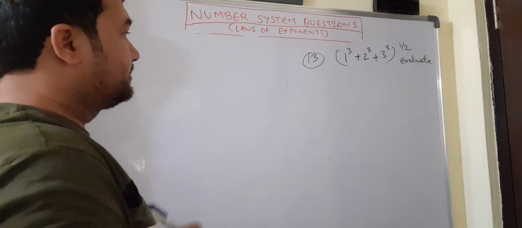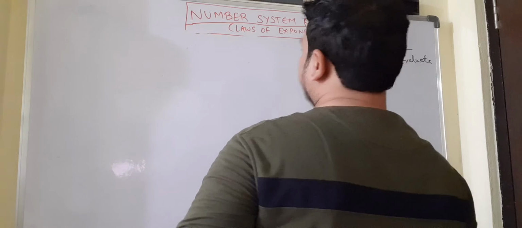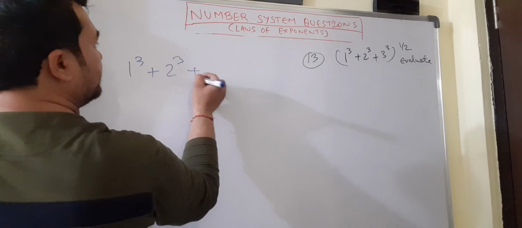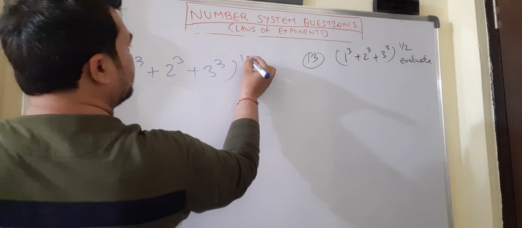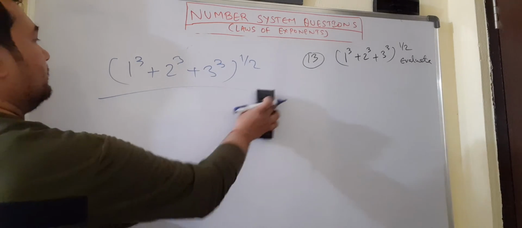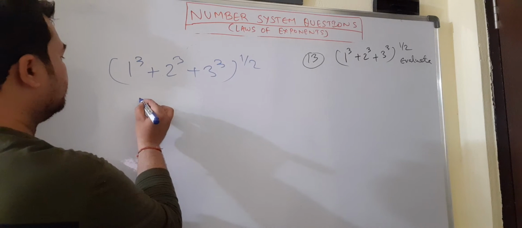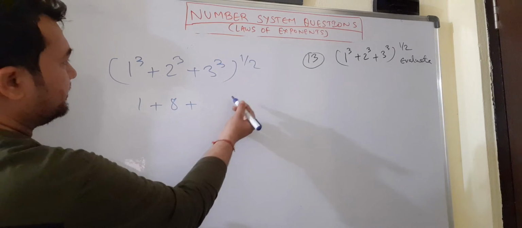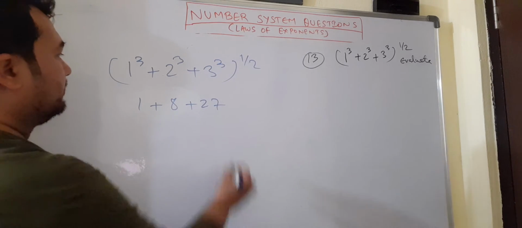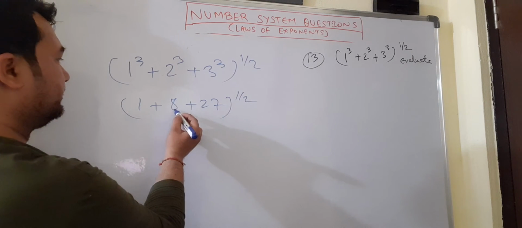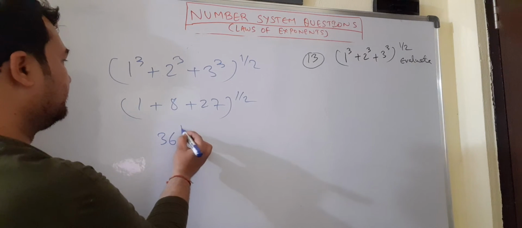But for your exam purposes, for getting marks, you don't have to solve just in your mind, but you also have to write. So 1 cube plus 2 cube plus 3 cube to the power 1 by 2, and you have to evaluate this. 1 cube is what? 1 to the power anything is 1 only. 2 cube, 2 to the 4 to the 8. 3 cube, 3 3 is 9, 3 is 27, and to the power 1 by 2. This is what? 27 and 8, 35, and 1, 36. 36 to the power 1 by 2.